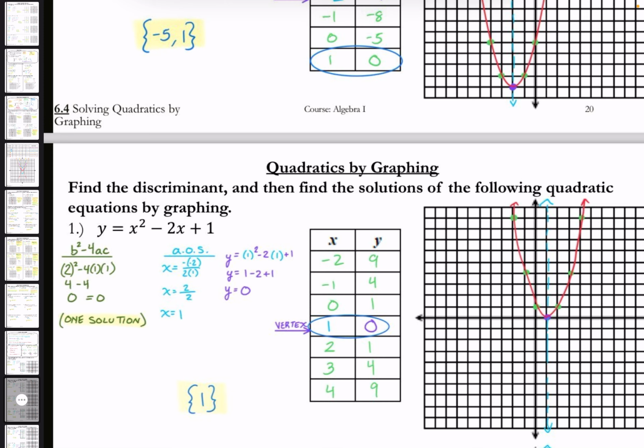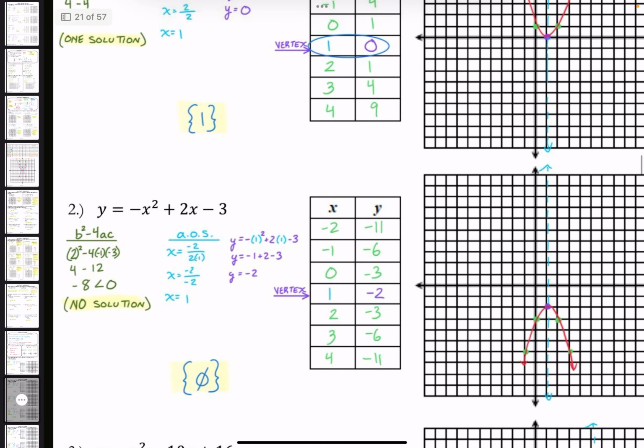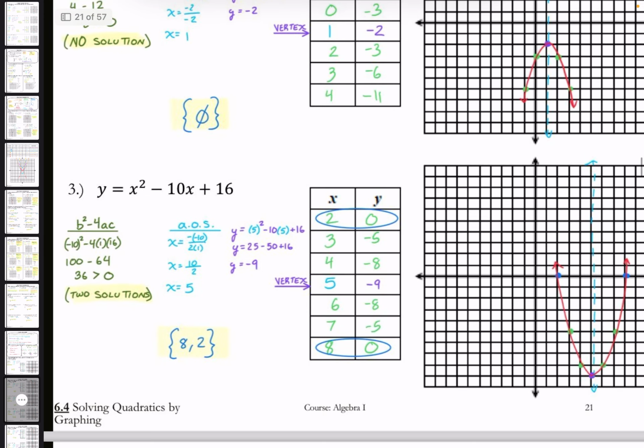Now that you've solved number 2, you'll notice that when you graphed it, it's upside down and it's well below the x-axis. This was a no solution, right? That discriminant ended up being a negative 8, which is less than 0. So it's a no solution. So in my braces, I have to write no solution because that means there are no x-intercepts, and I can clearly see that from my graph. Go ahead and pause the video and try number 3. Here's the answer to number 3.